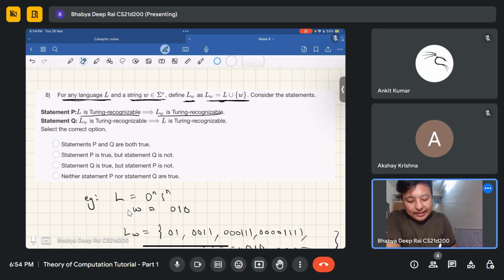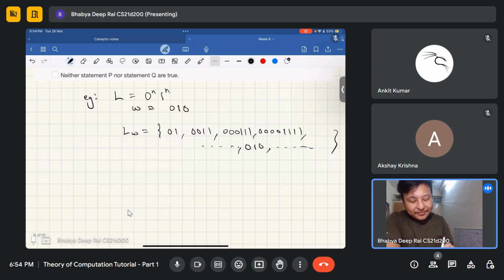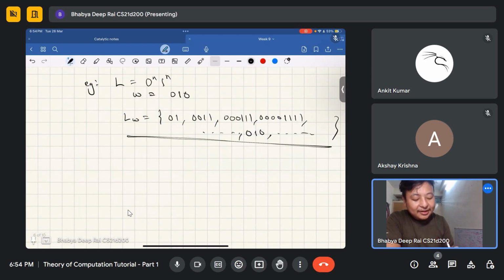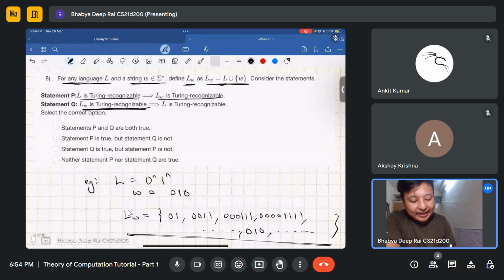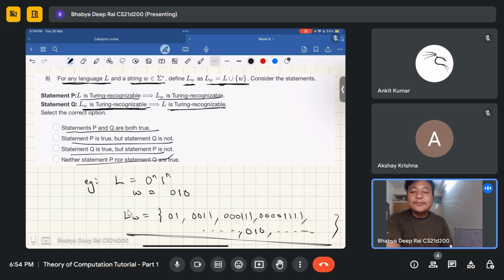Okay, and the next says if LW is Turing recognizable, then L is Turing recognizable. So the question is, are both true? Is one of them true, or are both of them false? That is the question. Let's try to prove them one by one.